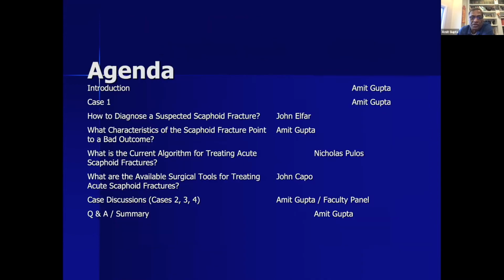So the agenda was that we'd present a case and then diagnose a suspected scaphoid fracture. John Elfer would talk about how to diagnose a suspected scaphoid fracture. Then I talked about what characteristics of the scaphoid fracture point to a bad outcome. And Nicholas would talk about the current algorithm for treating acute scaphoid fractures. John Capo then described all the surgical tools, the dorsal, volar, and open methods for treating acute scaphoid fractures. Then we had some case discussions amongst the faculty.